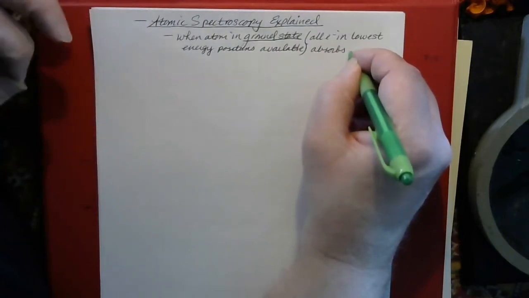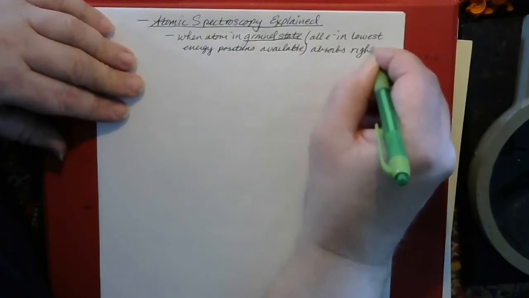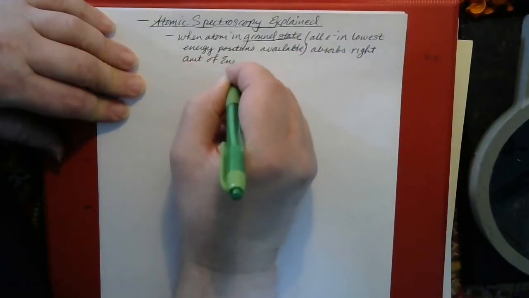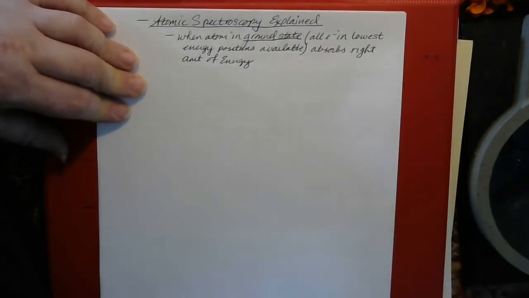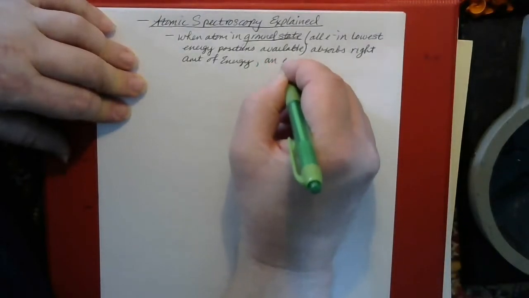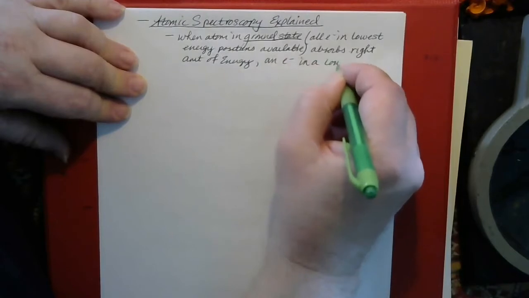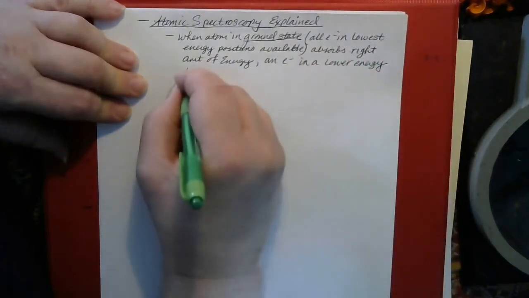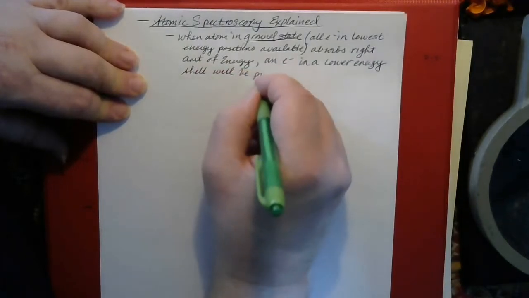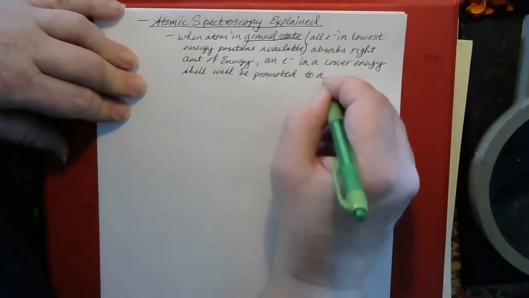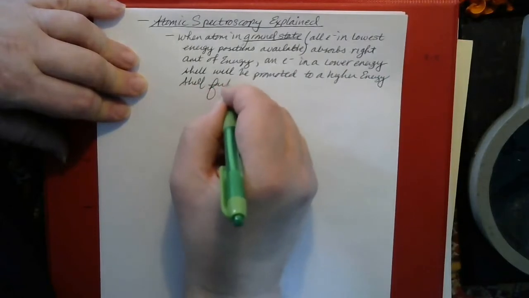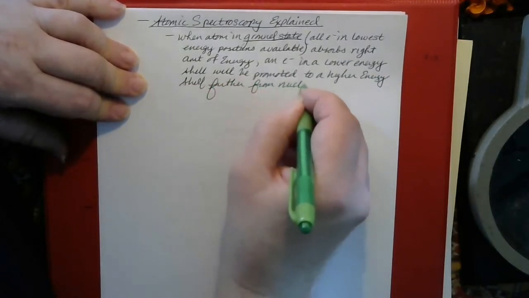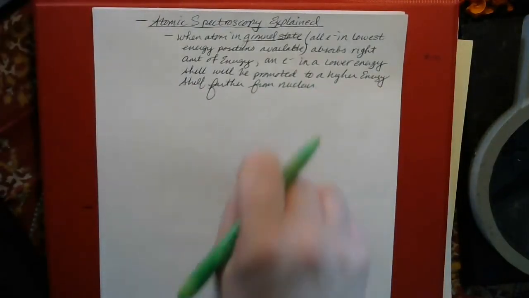So when an atom in the ground state absorbs the right amount of energy, one of the electrons in a lower energy principal quantum level or shell will be promoted to a higher energy position further away from the nucleus. Okay, so it basically goes farther from the nucleus to a higher energy position.